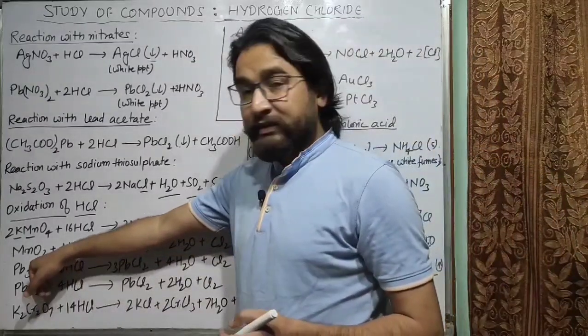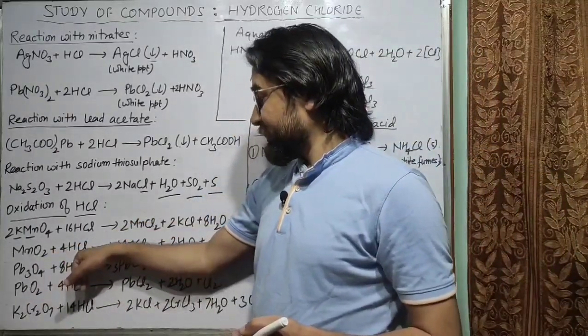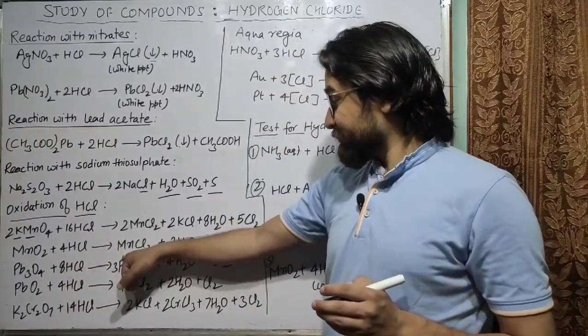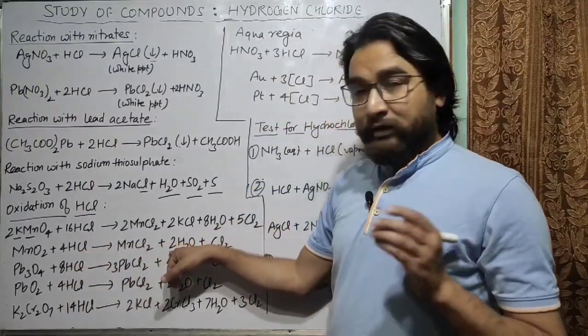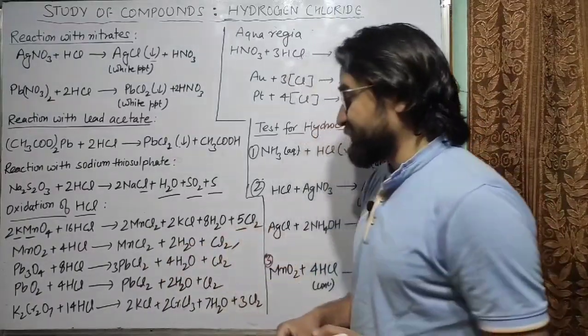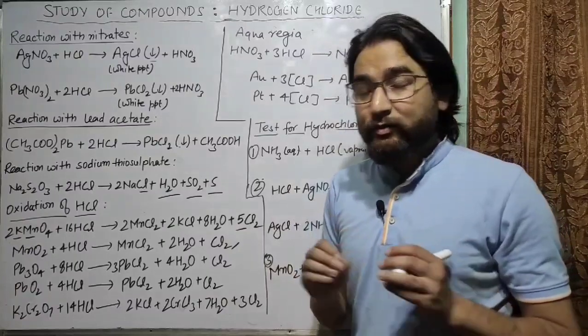Similarly, manganese dioxide will react with 4HCl and form manganese chloride, then water, and chlorine gas is liberated. So chlorine gas is liberated, and corresponding chlorides will be formed.